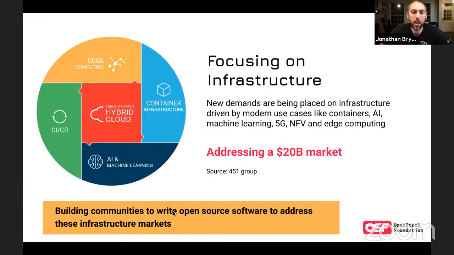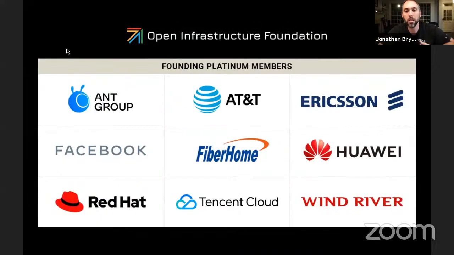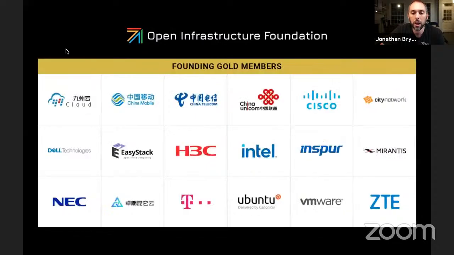And as we do that, we have a number of companies that help us. I mentioned some of these platinum members that joined as we were launching the Open Infrastructure Foundation this year. We also have a number of gold members, and you'll notice that there's representation from many countries around the world, across Asia and Europe and North America. We want to keep expanding this as we go and bring more companies into the foundation and have more people helping us with that mission as we go along.